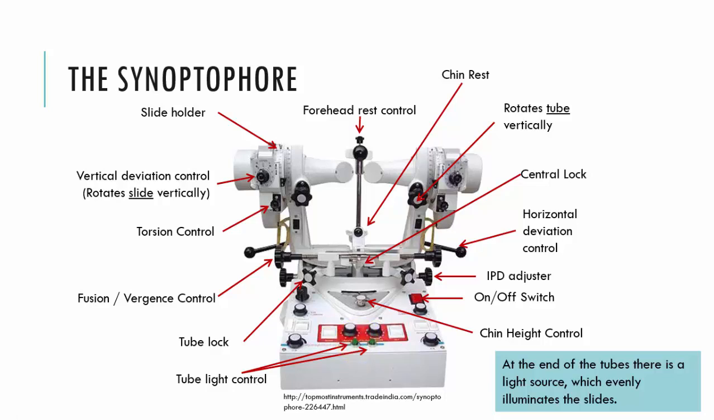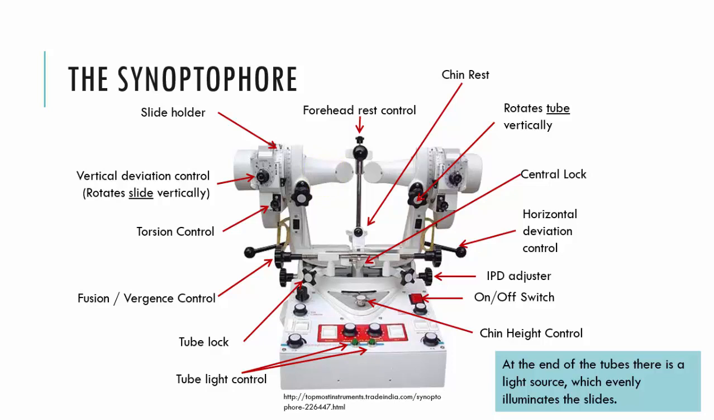And what this also means is that I can perform a cover test, or a type of cover test, on this particular instrument. So when I switch off, say for instance, the left eye, or the light of the left eye, essentially I'm introducing a cover. And so what I'm looking at is whether the right eye takes up fixation. Does it turn out to take up fixation? Does it turn in to take up fixation?